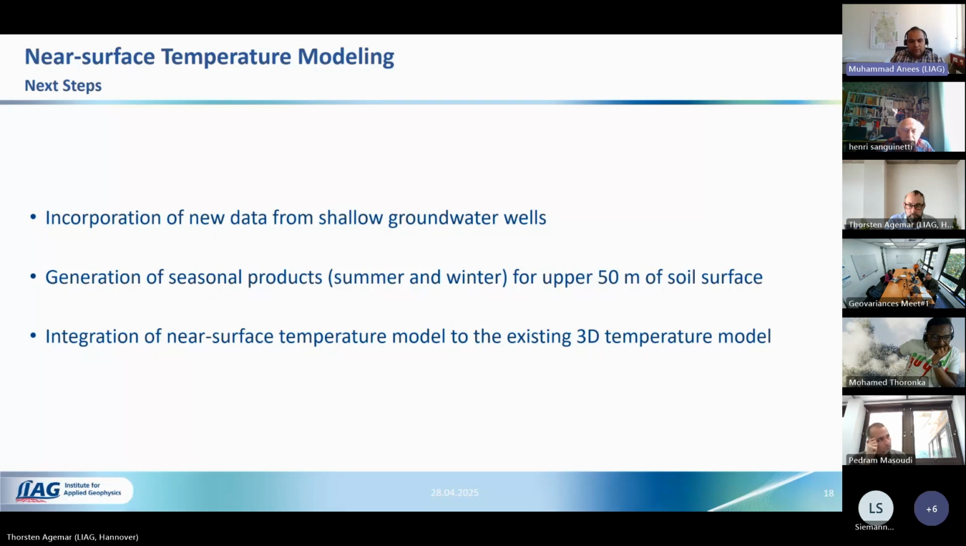So that's it for this ground temperature task which we are doing for now. I hope that in a few months from now I'll be happy to share more results with this. Thank you.